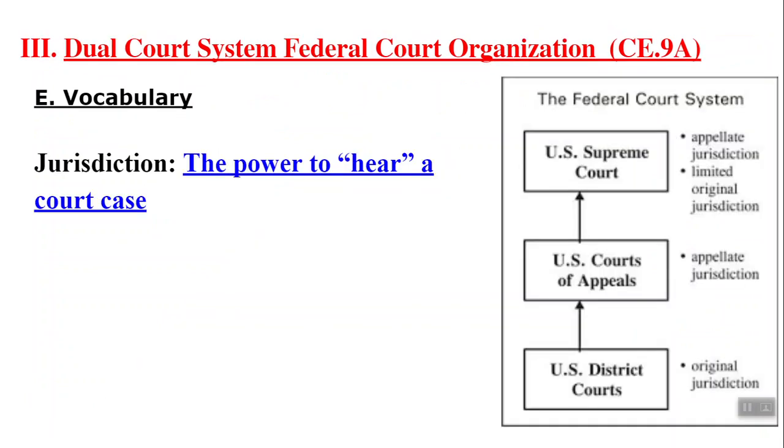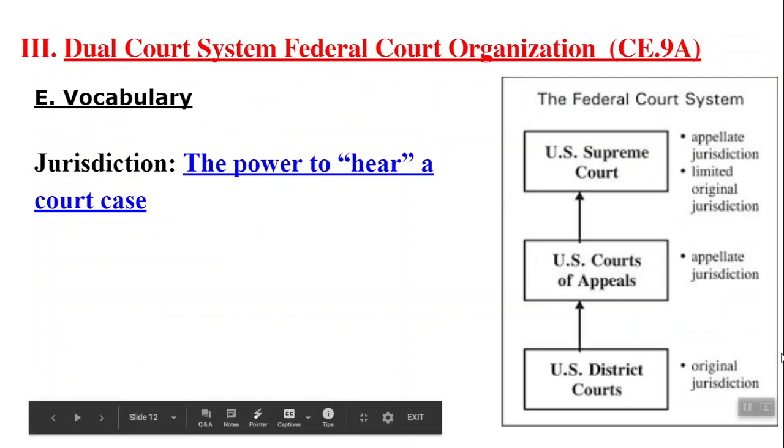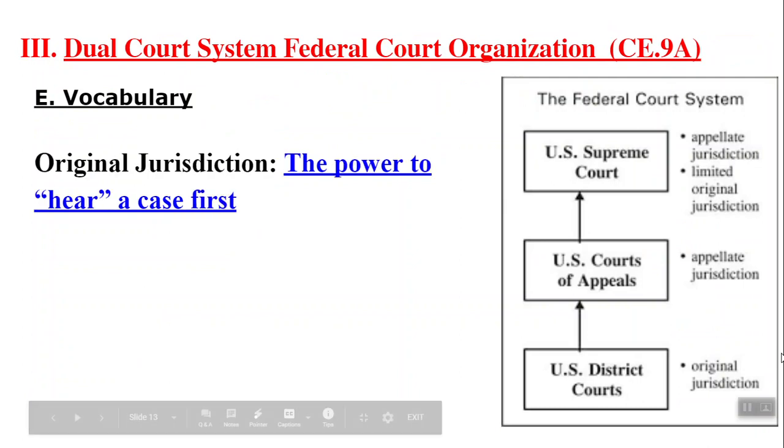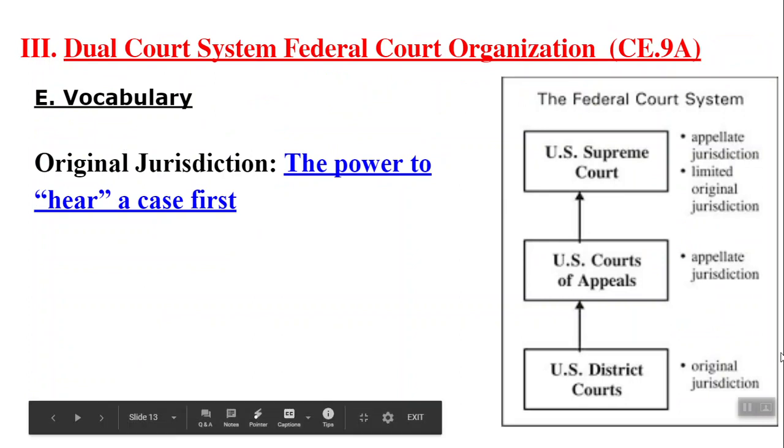A couple terms that we just want to go over here. The first one is jurisdiction. It just means the authority or the power to hear a court case. There's two different types of jurisdiction. There's original jurisdiction, and if you think about like original flavored potato chips, it's where they started. It's the first flavor. A court case that goes to a court with original jurisdiction means it's hearing it for the first time.